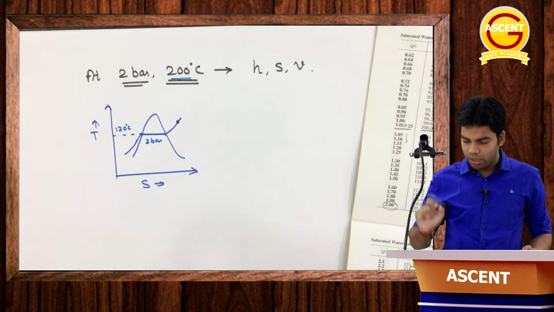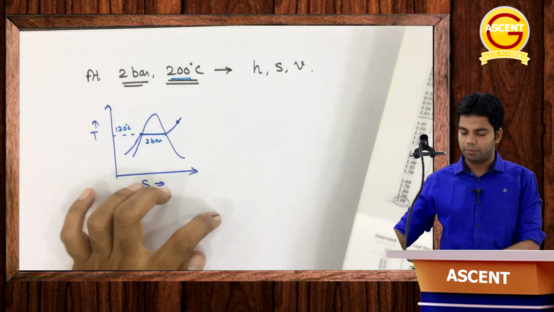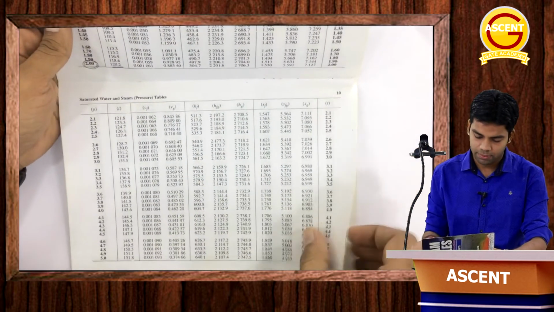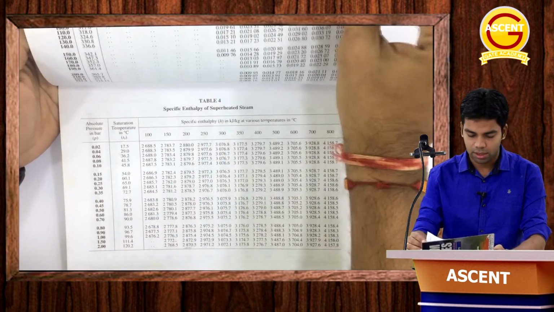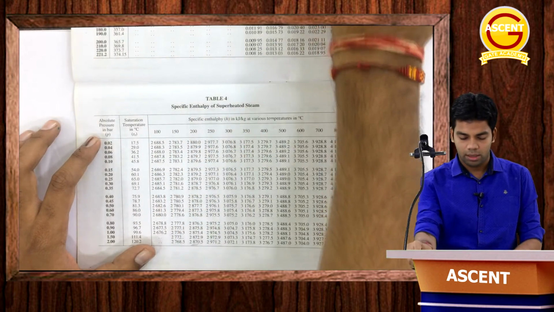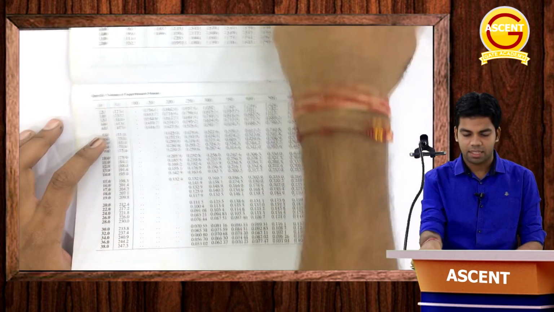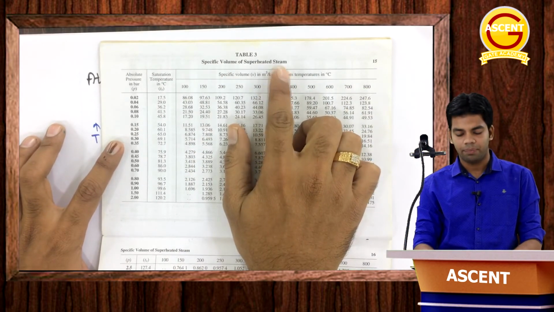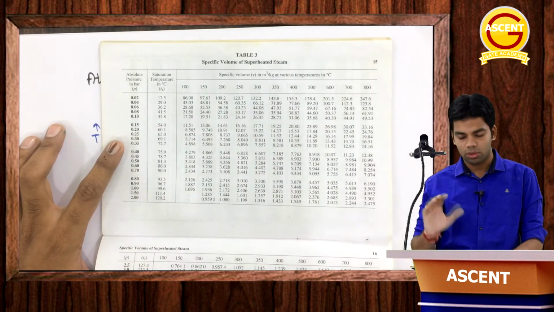And for determining the properties of superheated steam, we have this superheated table here. At the end of this steam table you can see the superheated table. Here on page number 18 in this R.S. Khurmi book, we have the specific enthalpy of superheated steam. Here we have the specific volume of superheated steam. So if your steam is superheated, then obviously you can jump directly to the superheated table.